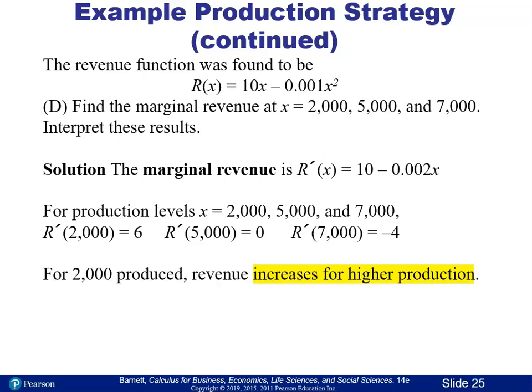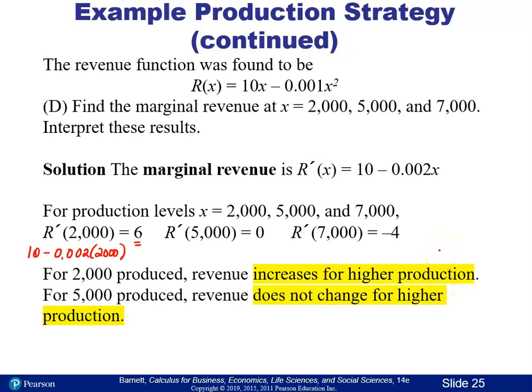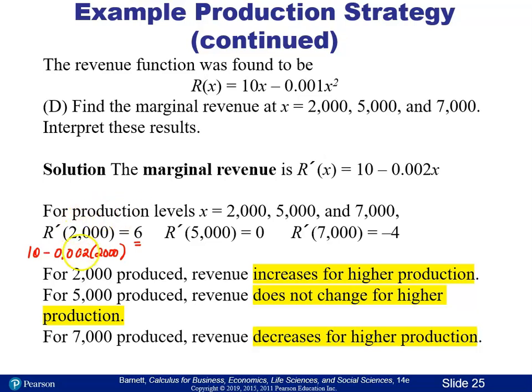If I plug 2,000 into the function, I'm going to have 10 minus this times 2,000, and that's going to give me 6. So for 2,000 being produced, the revenue increases for higher production. I'll go ahead and pull the rest of these up. You do need to state your level of production, because when 2,000 are being produced, we have a positive marginal revenue. So that means that the revenue is actually increasing if we increase production.